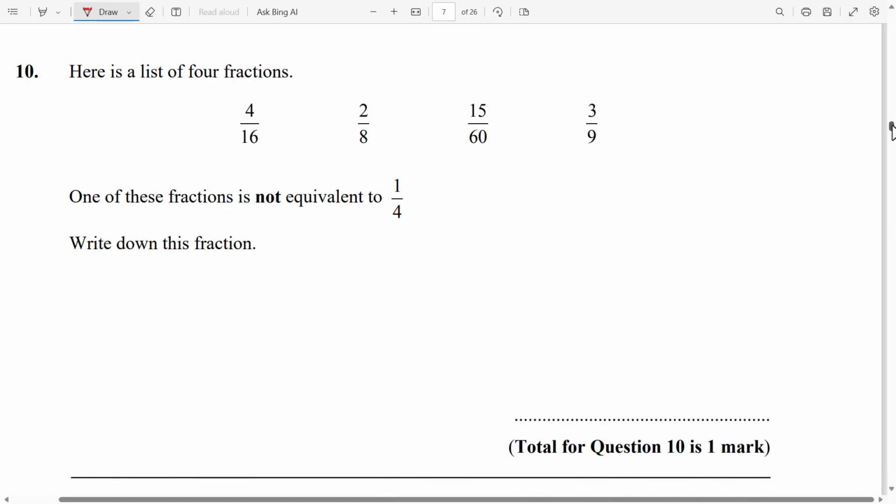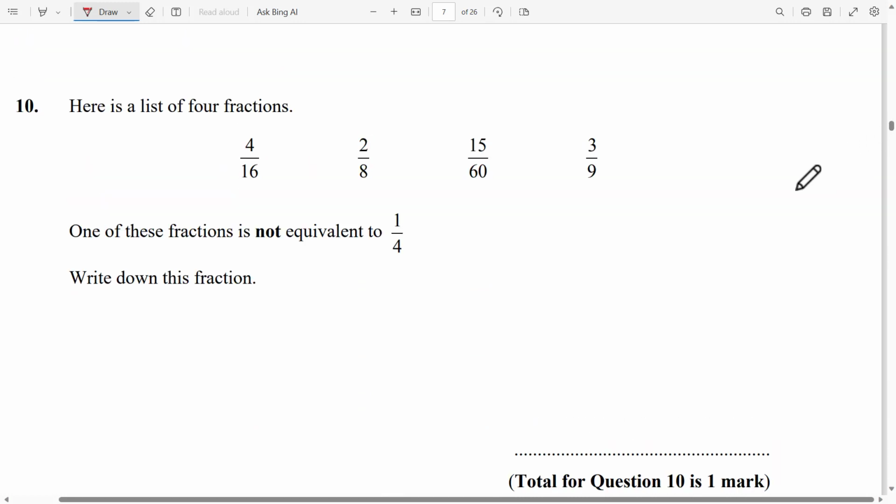And number 10, here is a list of fractions. Now, one of the fractions is not 1 over 4. Which one?